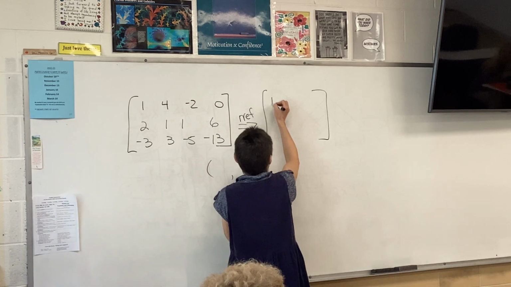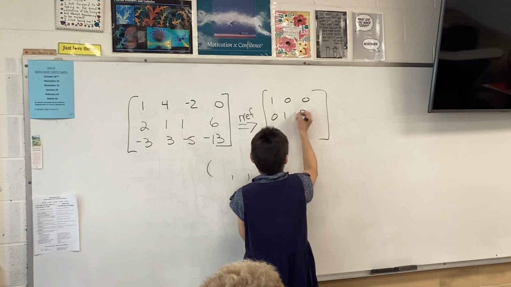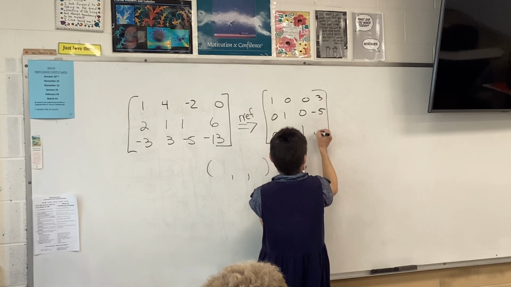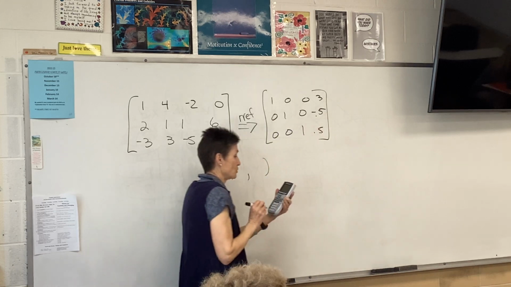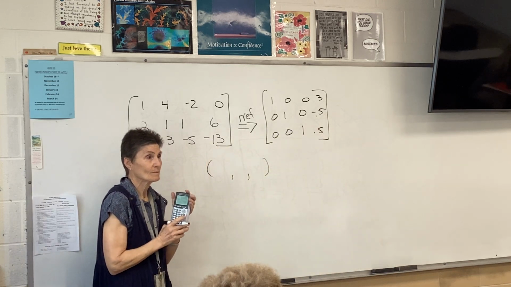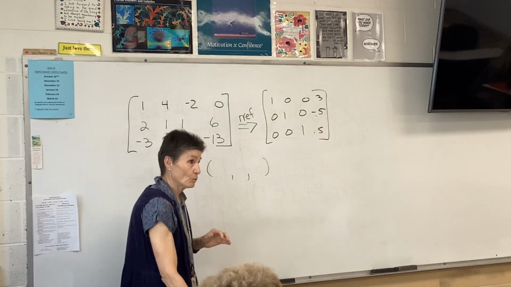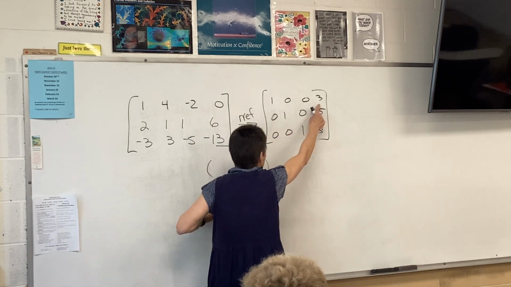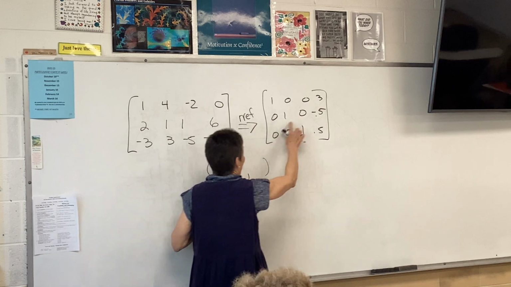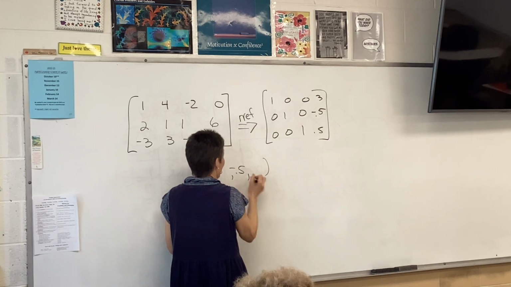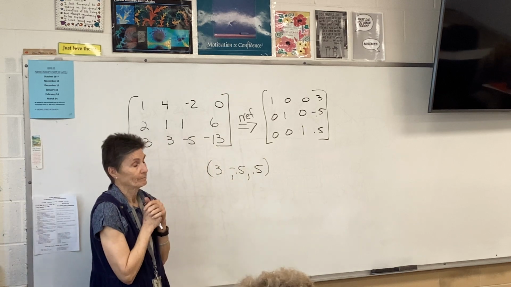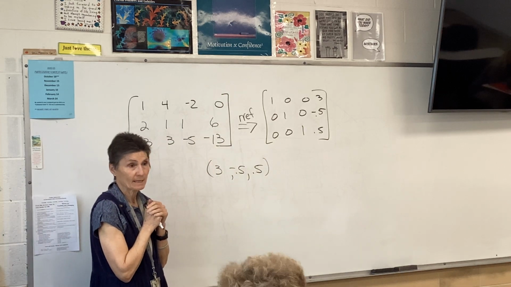Did you get a matrix that looks like this? Did you get a matrix that looks like that? Yep. And when it's in reduced row echelon form, it literally says x equals 3, y equals -0.5, and z equals 0.5. There's your answer. That's all there is to it.